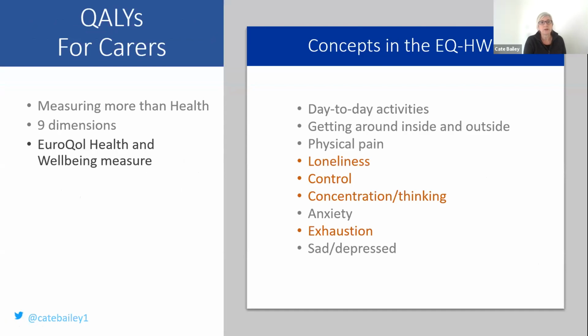Traditional quality of life measures are also unlikely to detect change over time or within groups for carers. In the childhood adversity CRE previously mentioned, we aim to test a new 9-dimension measure, the EuroQol Health and Wellbeing measure. In grey, we can see the health-specific dimensions that are included in the EQ-5D, but we are now measuring 4 new dimensions, including loneliness, control, concentration and thinking, and exhaustion.